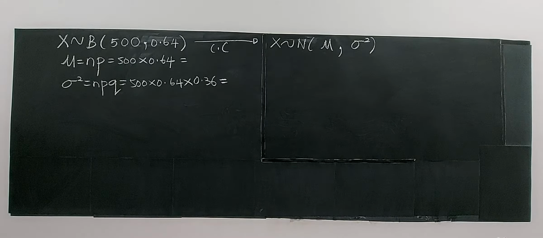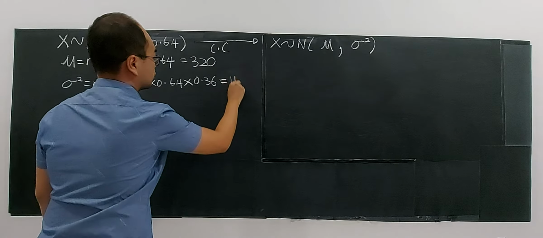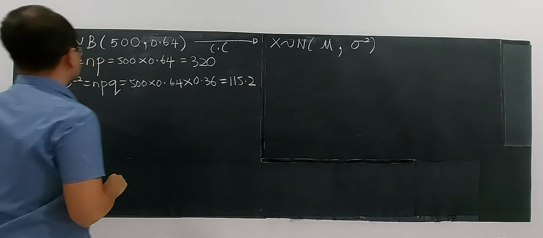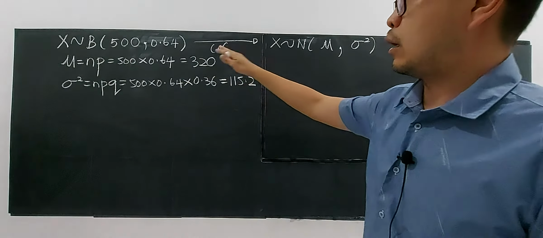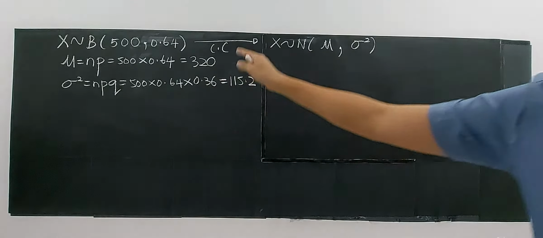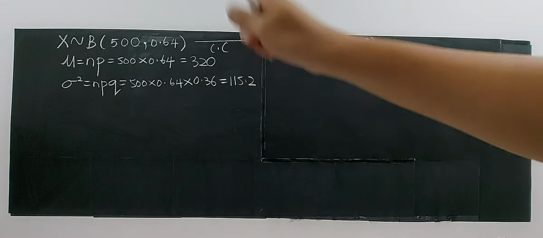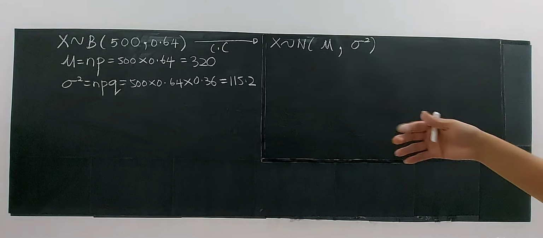320 is a very big number, the mean is a very big number, and the variance is 115.2. But it's best if you do approximation. The best means the condition.